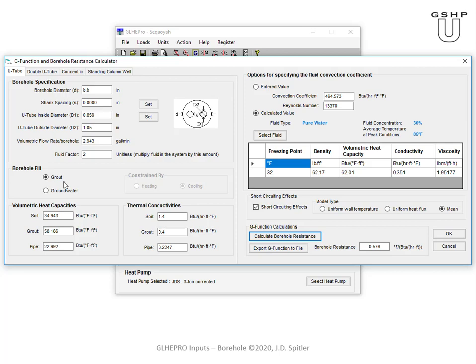Let's see, what else is there to discuss? Probably not that much more for this type of borehole. So I think we'll stop and then we'll come back and look briefly at double U-tubes and so on.